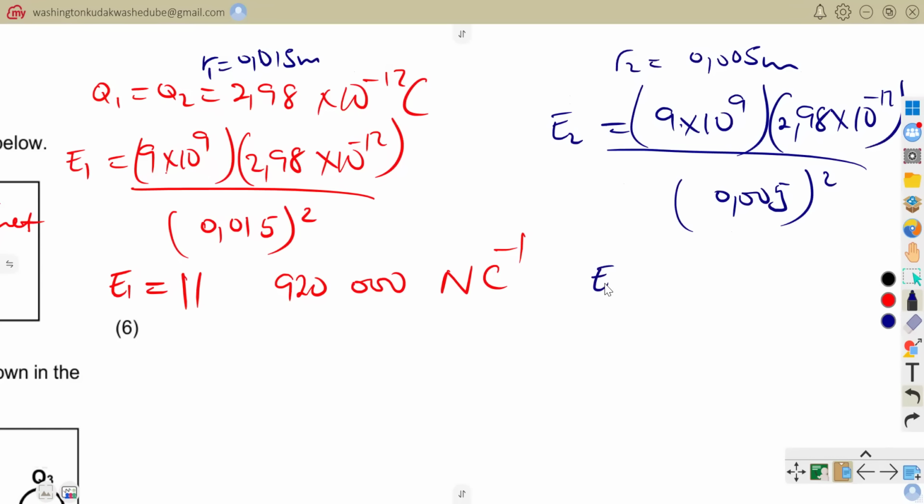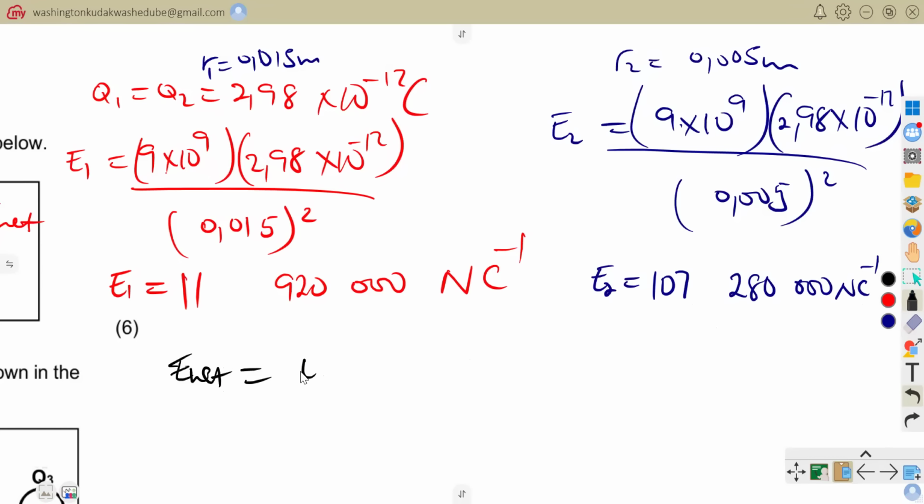And then E2 would simply be equal to, if I punch in my calculator, 9 times 10 to the power 9 times 2.98 times 10 to the power negative 7 divided by 0.05 squared. I should get a value of 107,280,000 Newton per coulomb.